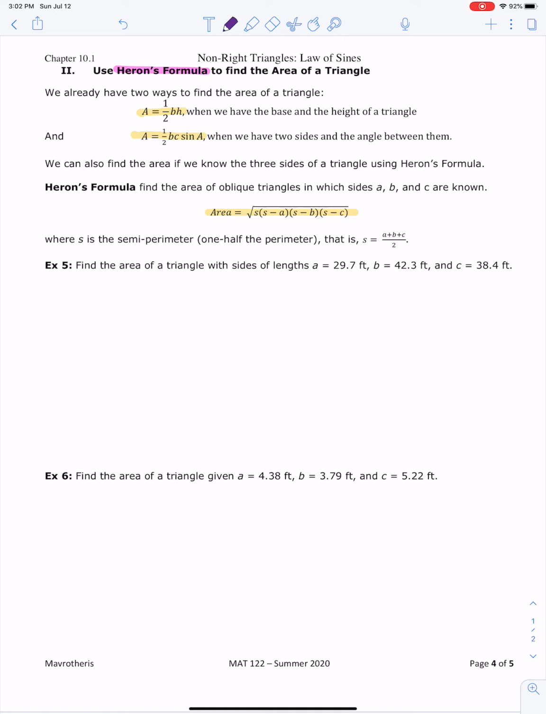So example 5, we want to find the area of a triangle that has sides of length A equals 29.7 feet, B equals 42.3 feet, and C equals 38.4 feet. We're going to start by finding that semi-perimeter. I'm going to add 29.7, 42.3, 38.4. And then I'm going to divide that by 2, and we get a semi-perimeter of 55.2.